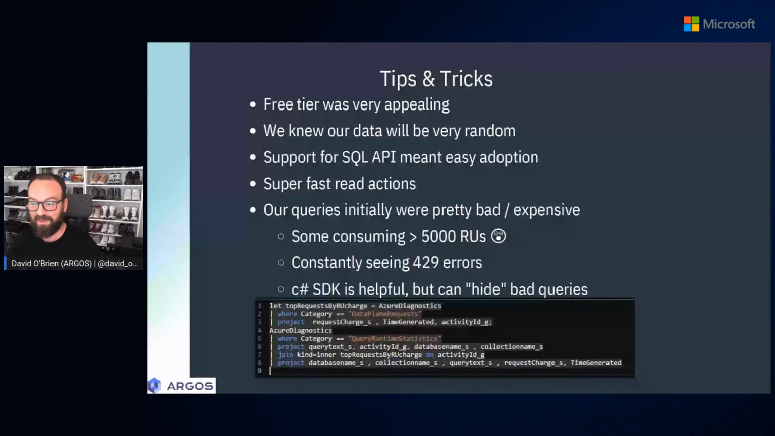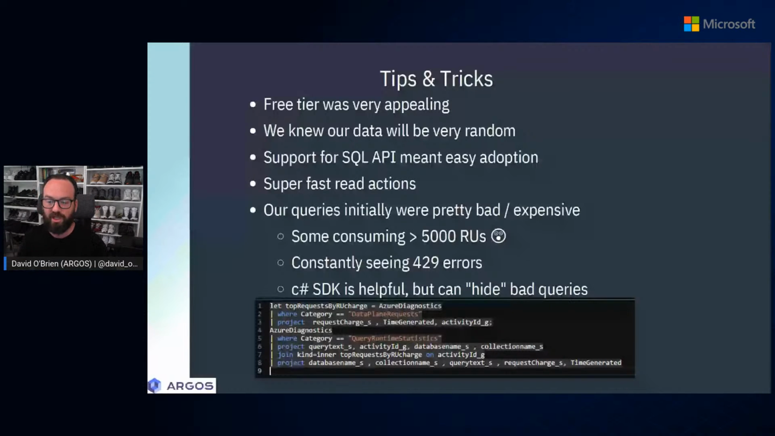However, on the flip side, our queries initially were really bad and expensive. Some of these queries consumed way over 5,000 request units, and initially we didn't fully understand why. We were constantly seeing 429 throttling errors, where Cosmos DB said you don't have enough request units available. And because we also thought maybe we shouldn't scale beyond this number of request units because it would be too expensive, we were constantly hitting these HTTP 429 errors.